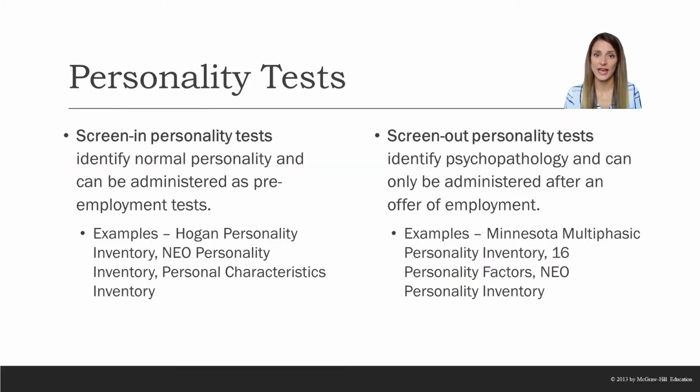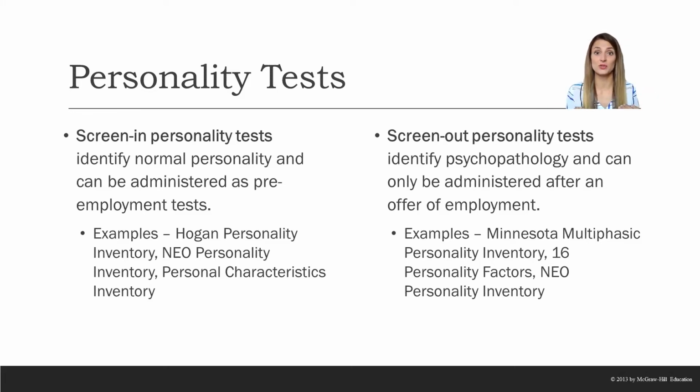There are two broad categories of personality tests. Screen-in tests are designed to measure normal personality. Screen-out tests are designed to measure abnormal personality. I have a couple of examples of each type, each broad category. You will see that the NEO personality inventory appears on both lists. You can use screen-in personality tests during this stage of the selection process, pre-offer stage. You cannot use screen-out personality tests unless you have already given a job offer to an applicant. But the NEO shows up on both lists.